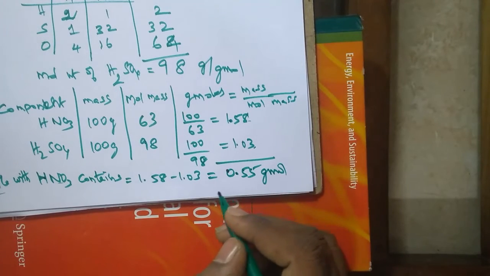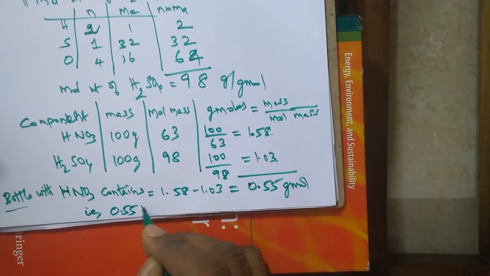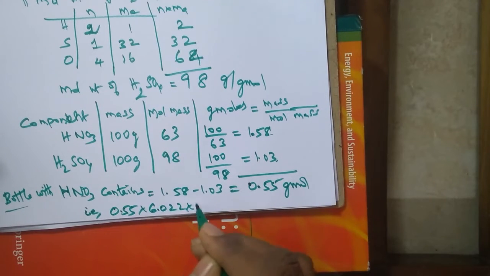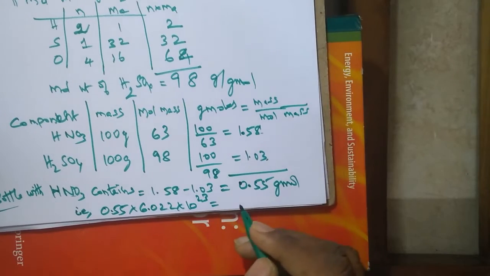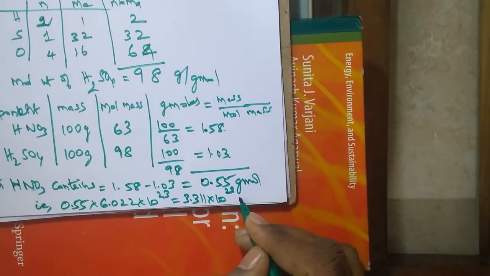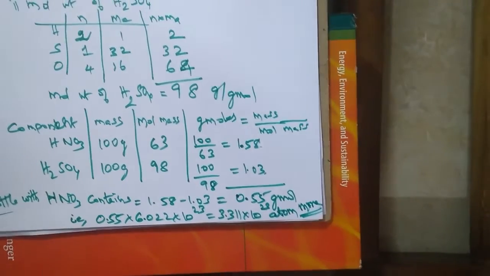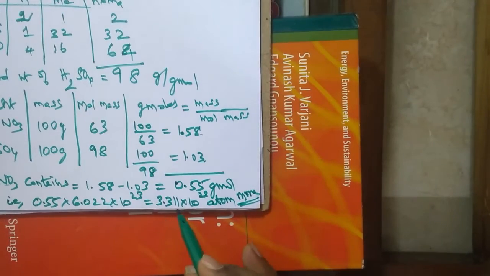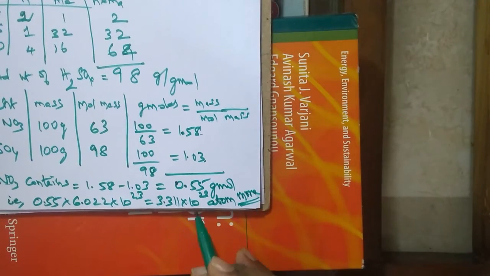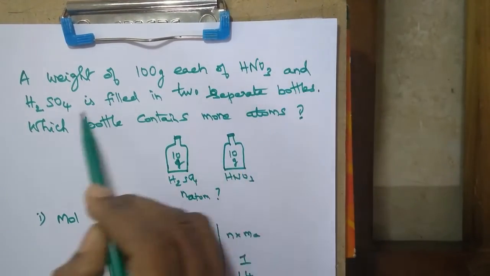We know that 1 gram mole of any substance will contain 6.022 into 10 power 23 atoms. Therefore, multiplying by 0.55: 0.55 into 6.022 into 10 power 23 gives us the final answer, 3.311 into 10 power 23 atoms more. This is only the excess amount, it is not the total number of atoms of nitric acid.